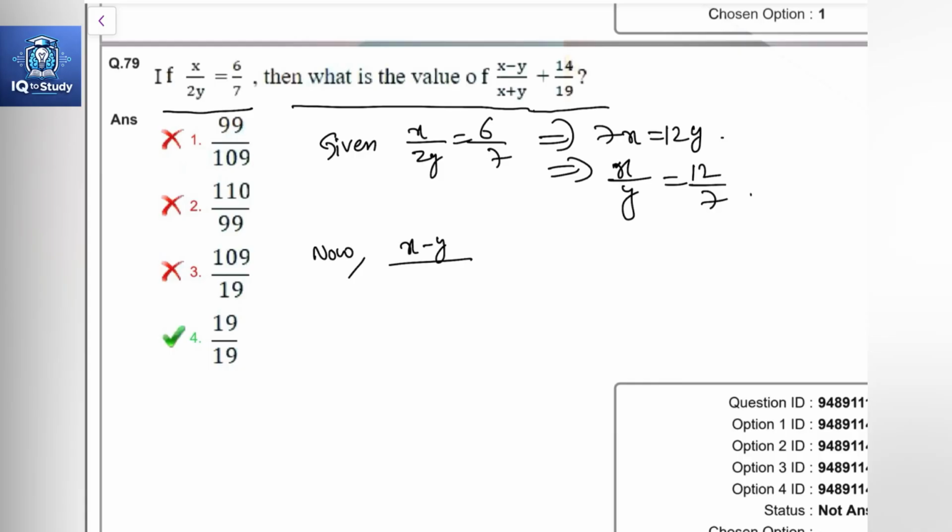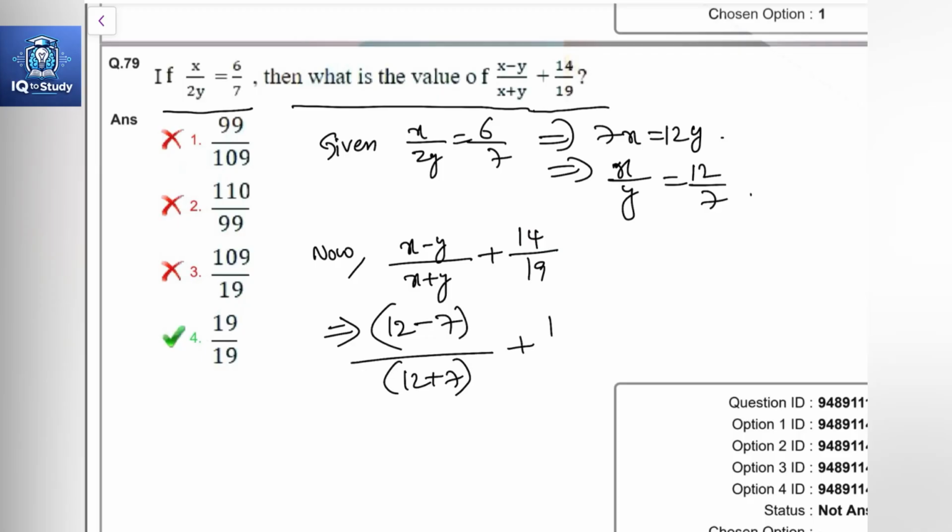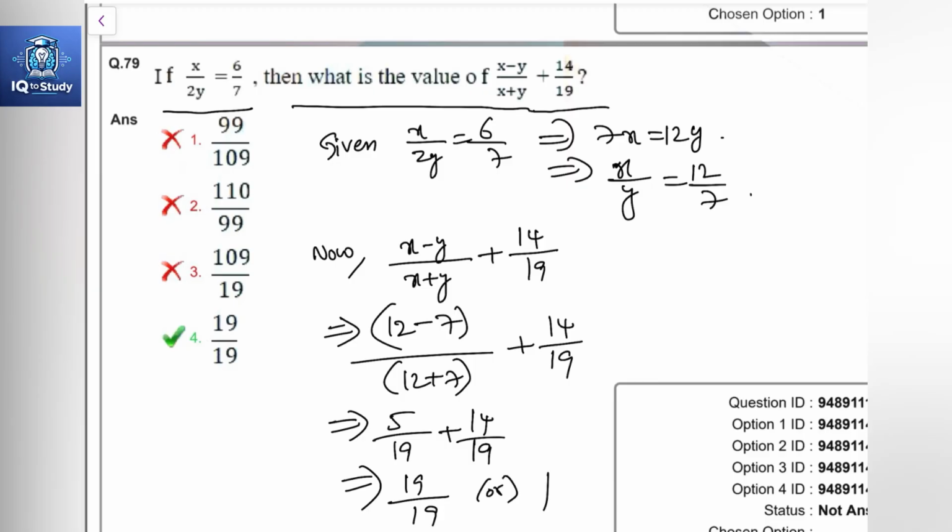Now x minus y by x plus y plus 14 by 19 is equal to, we know that x value is 12 and y is 7, so 12 minus 7 by 12 plus 7 plus 14 by 19, which implies 5 by 19 plus 14 by 19, which is equal to 19 by 19 or 1. So option 4 is correct, which is 19 by 19.